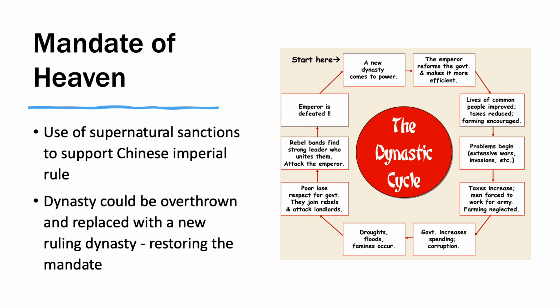What happens if an earthquake happens or some sort of plague happens? That shakes the support of the Chinese imperial rule. And in theory, the people could think that's a sign from their ancestors that they need to overthrow this dynasty and eventually replace that dynasty with a new dynasty. And that's part of that dynastic cycle.